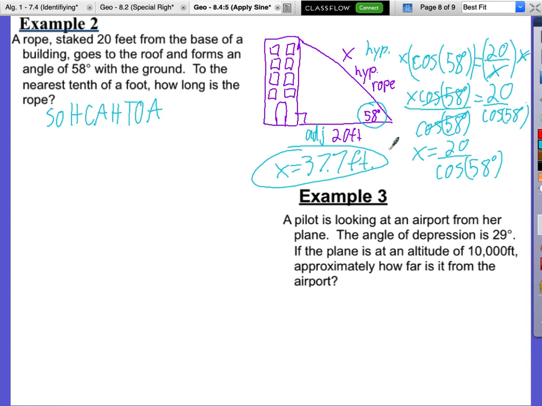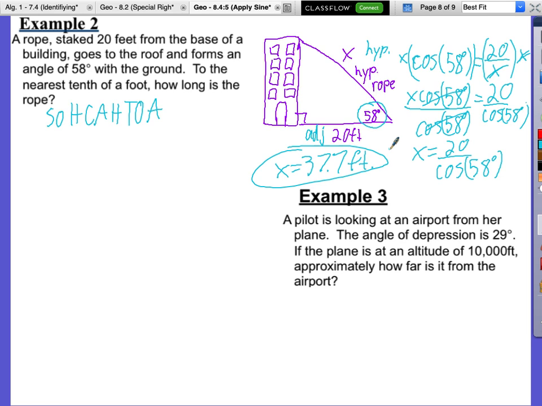You're just dividing 20 by, not multiplying. Oh, you're supposed to divide it? Did you get it? Yeah, you have to divide by cosine. You guys get it? Yeah, I did. Okay. Everybody else get it?